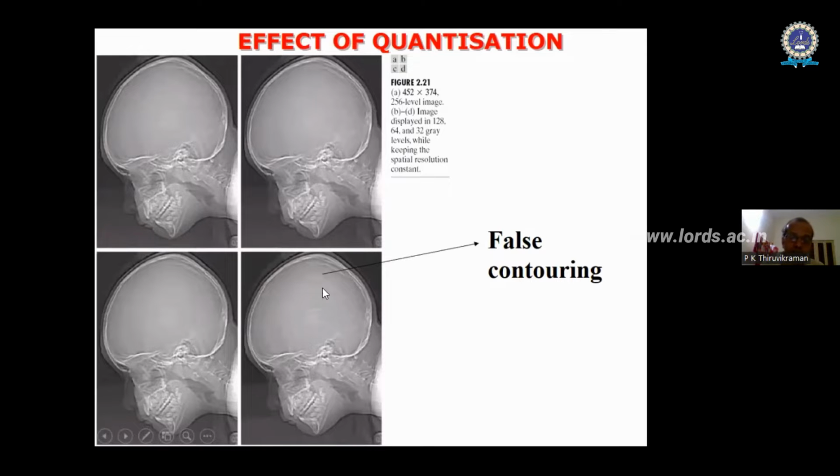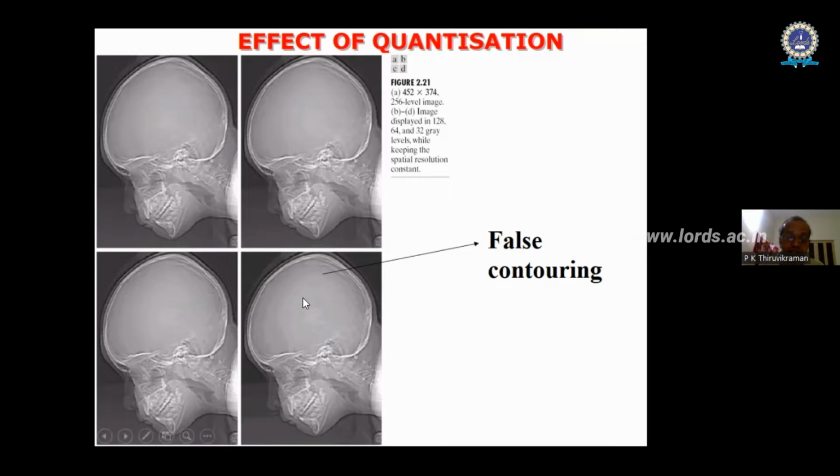How you can do this is very simple. For example, to reduce by a factor of half, from 256 levels to 128 levels, what you can do is replace 0 or 1 by 0, and 2 or 3 by 1, and so on. You are merging 2 levels into 1 level. Then you can keep on repeating that process.